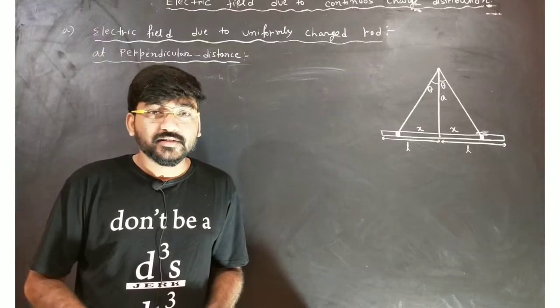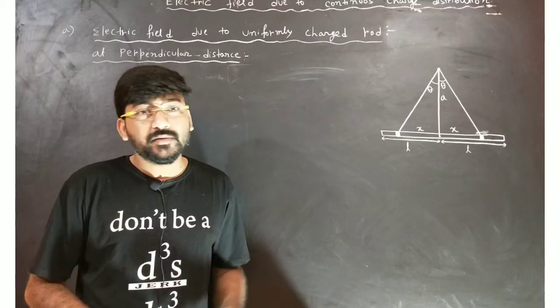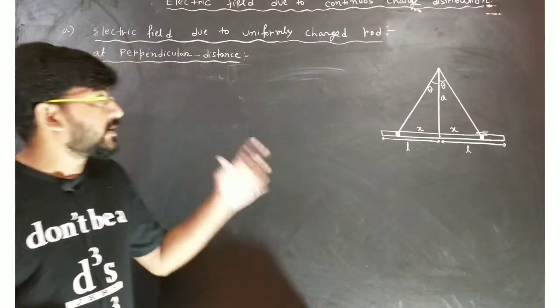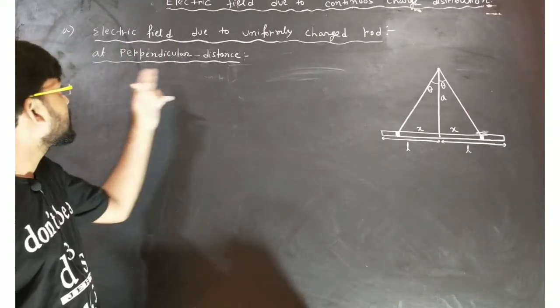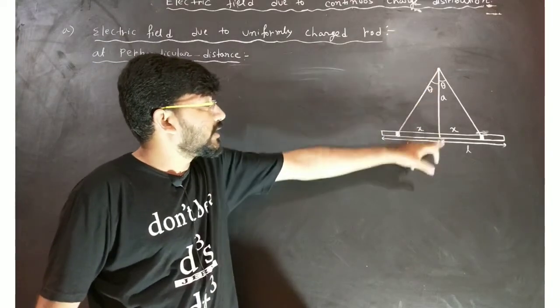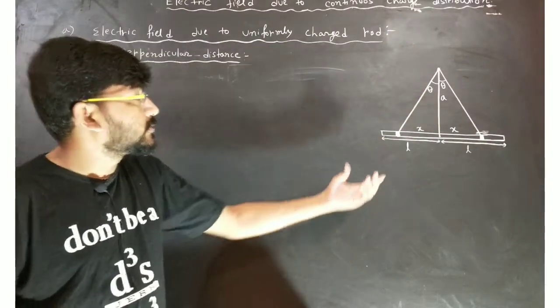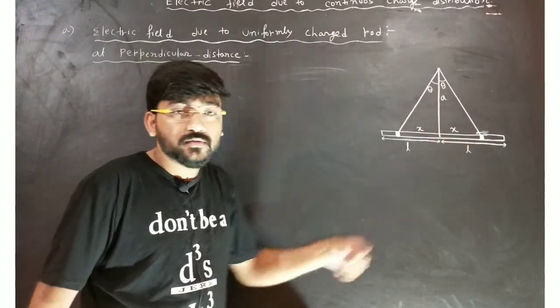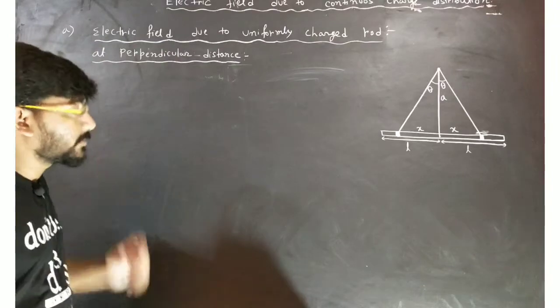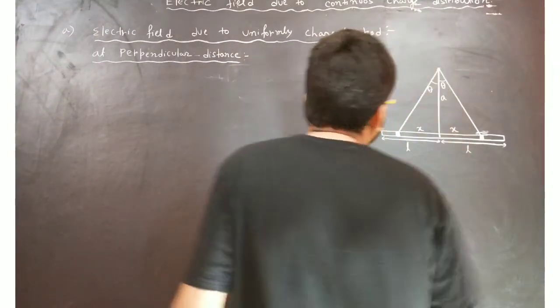So dear students, in the last class I discussed the electric field due to a uniformly charged rod, but at an axial point. Now let me discuss it at a perpendicular distance. Here I have taken a perpendicular distance A from the middle point of the rod. This portion I have taken as L, and this portion also as L, and the perpendicular distance is A here. This is the field point.